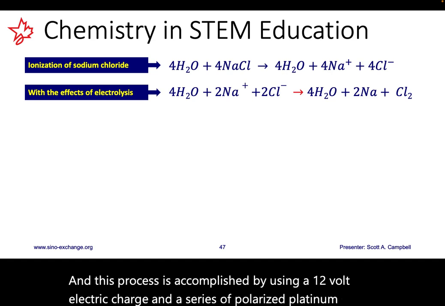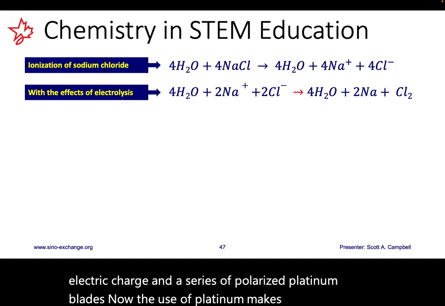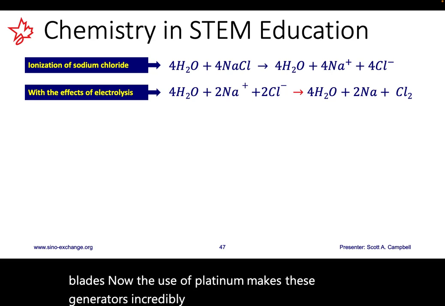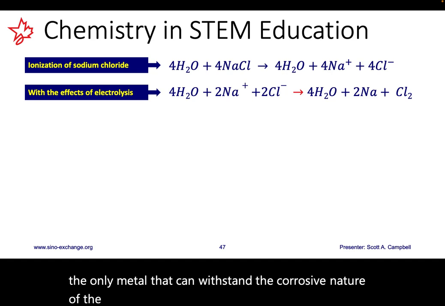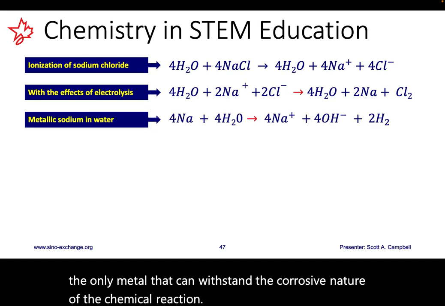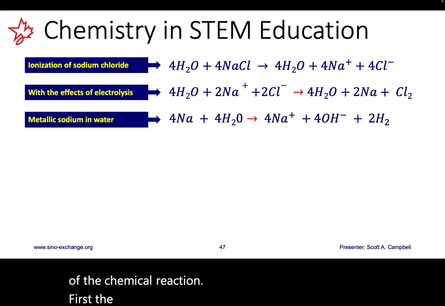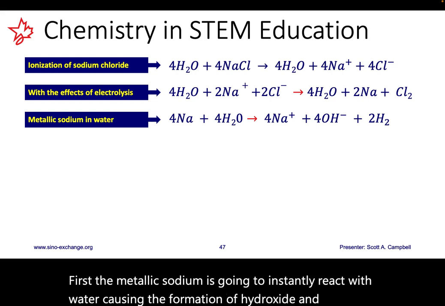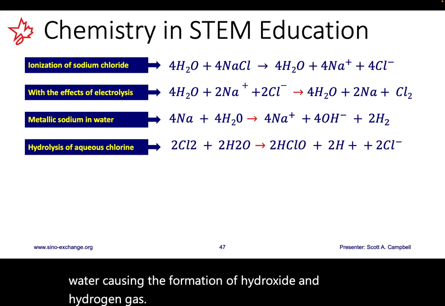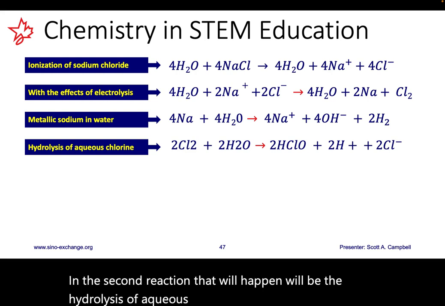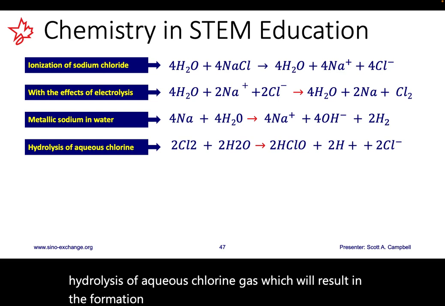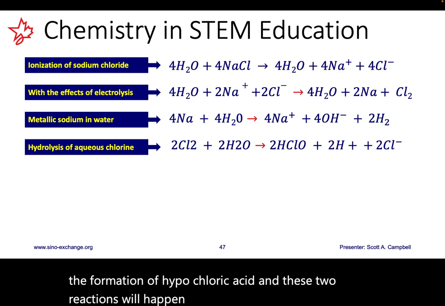Now, the use of platinum makes these generators incredibly expensive to buy outright, but it's the only metal that can withstand the corrosive nature of the chemical reaction. Now, first, the metallic sodium is going to instantly react with water, causing the formation of hydroxide and hydrogen gas. And the second reaction that will happen will be the hydrolysis of aqueous chlorine gas, which will result in the formation of hypochlorous acid, and these two reactions will happen simultaneously.